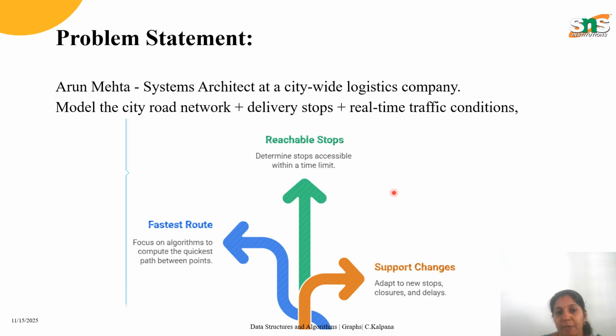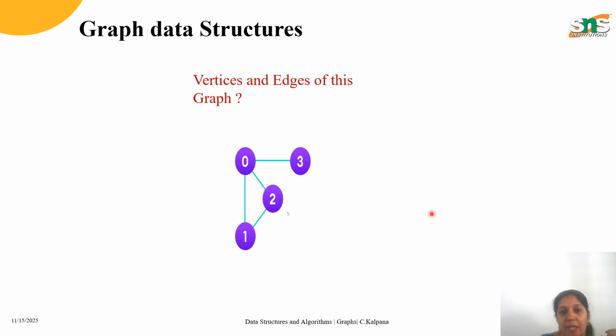For this type of scenario, we have ideated a solution like graph ADT. Graph ADT can solve this problem. We can form a network, and with the help of that, we can arrive at the solution. So just identify the vertices and edges of the graph.